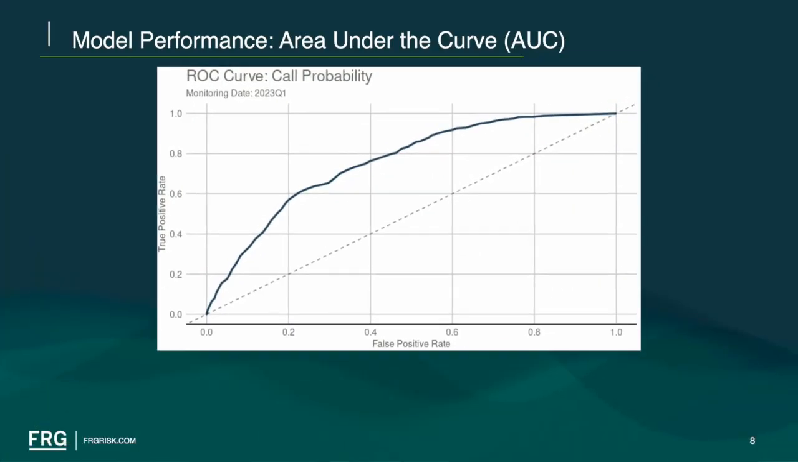And what about model performance? What's an example of a metric used to assess performance in the probability of call model? One measure we use is area under the curve, or AUC. This tells us how well the model discriminates between events and non-events. So in the probability of call model, the AUC tells us how good the model is at predicting capital being called from investors versus not being called in a given quarter.